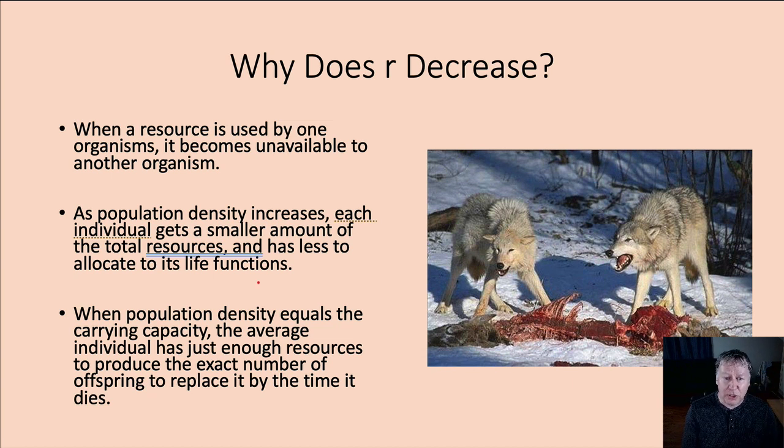So when the population density equals the carrying capacity, that means the average individual has just enough resources to produce the exact number of offspring needed to replace them before they die. So every individual is replacing themselves and then dying. So birth and death are equal rates, and we balance out, and thus the carrying capacity.